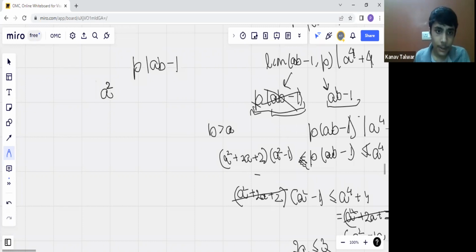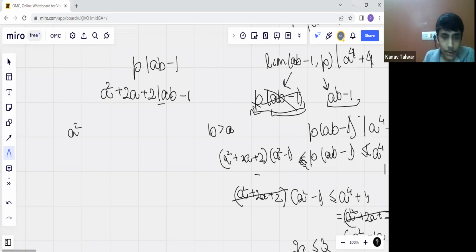Now we'll just do some bounding stuff. So we have A squared plus 2A plus 2 divides AB minus 1. And we want to remove this term AB. So just multiply this by A and then subtract things. Let's just do it. So we have A squared plus 2A plus 2 divides, multiply by 2 and add P. So we multiply by 2, we get 2AB minus 2.